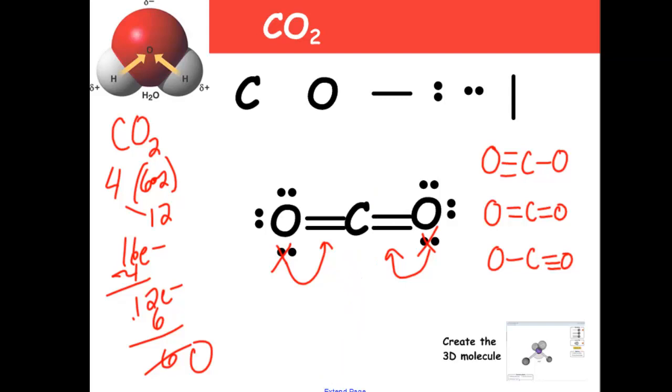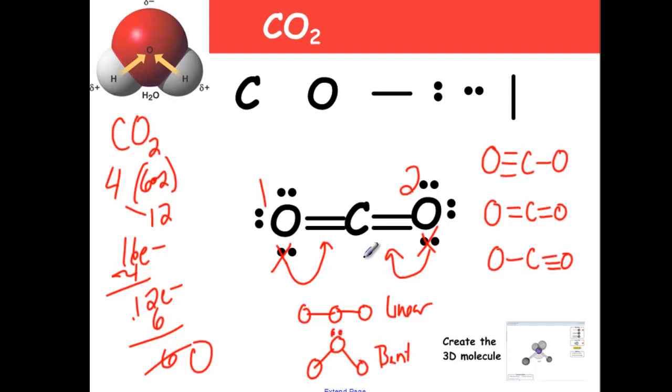Now, if we look at the shape of this, we have 1, 2 atoms bonded to the center guy. So that gives us 2 options. It can either be linear or it could be bent. And what we're looking at to differentiate between the two is those electrons on that center atom.